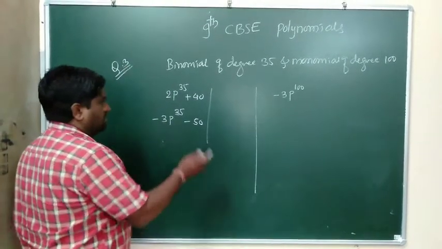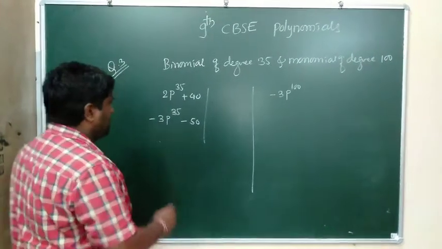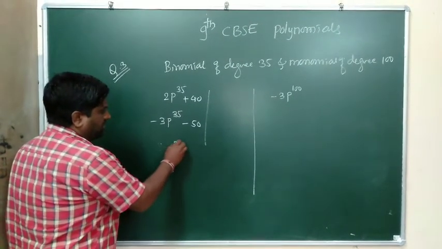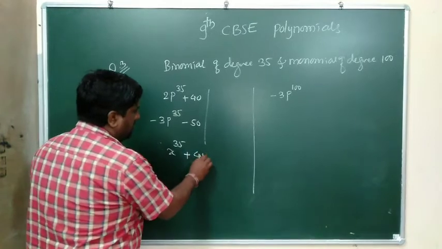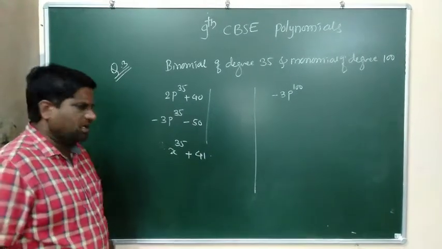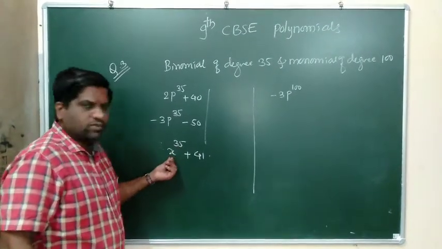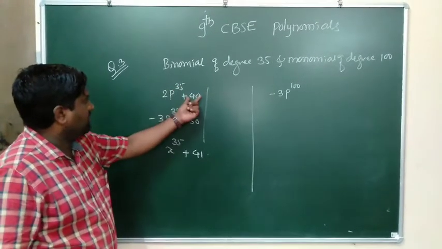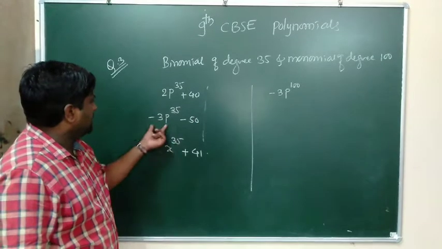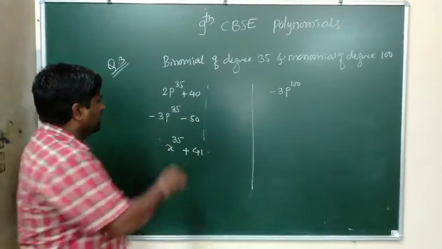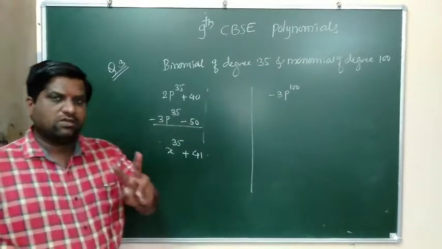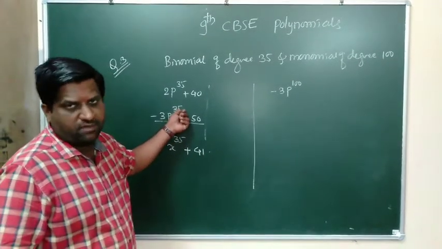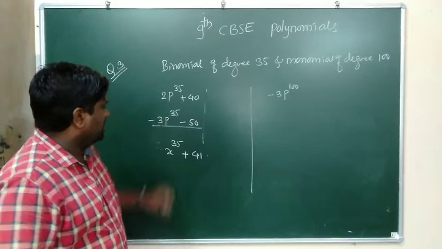Just take a variable as per our convenience. I will take x raised to how much? x^35 plus 41. So this is the binomial in terms of x, and the power is 35. 2p^35 plus 40 and minus 3p^35 minus 50. See, if you observe, there are two non-zero terms with the power 35 for the variable p.